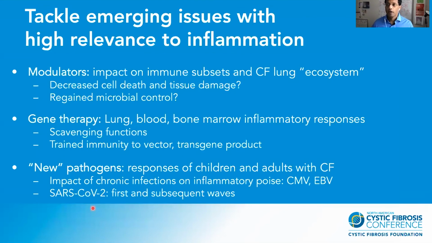You know about them. The impact of the modulators. Are they changing the immune system in CF? Are they improving inflammation? Can gene therapy of the CFTR do that as well? But also, how is it going to impact inflammation? Because inflammatory cells have scavenging function that can interact with the vectors of gene therapy. And trained immunity to the vector or transgene product can also be a problem.